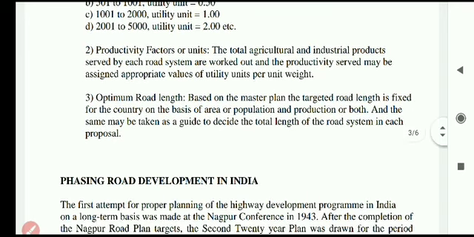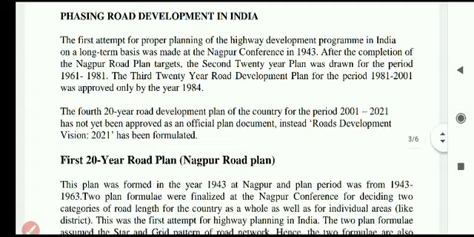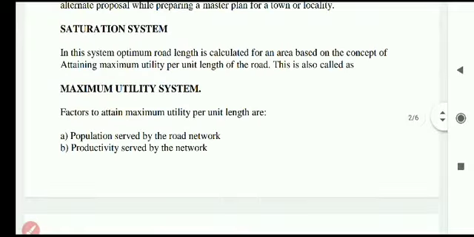And at last, the optimum road length. Based on the master plan, the targeted road length is fixed for the country on the basis of the area or population and production of both. The same may be taken as a guide to decide the total length of the road system in each proposal. So with the help of the master plan we are considering this, because under the master plan we fix the final length of the road. This length of the road is used again for the saturation system. So this is about the saturation system.